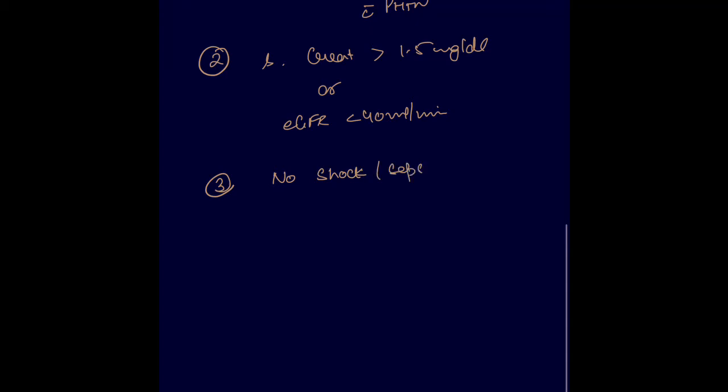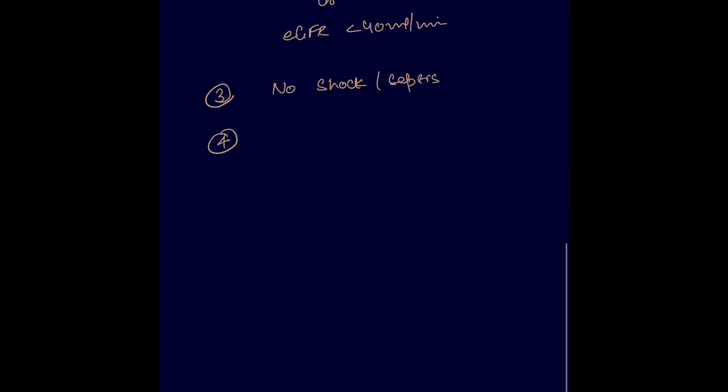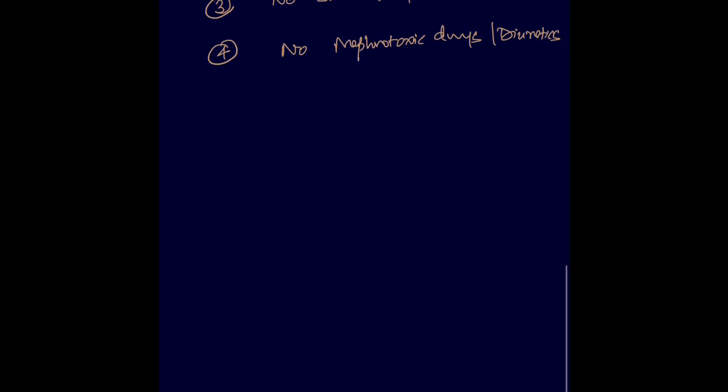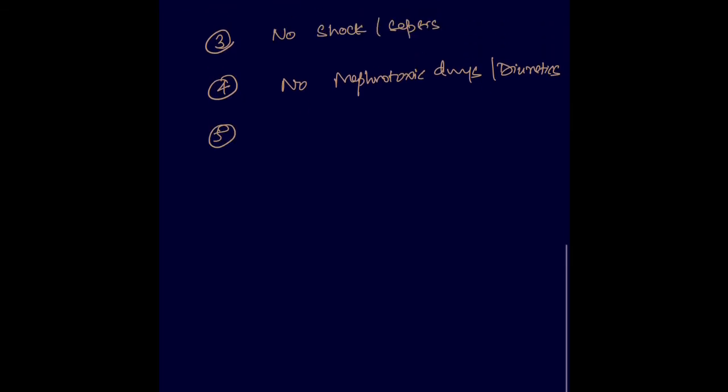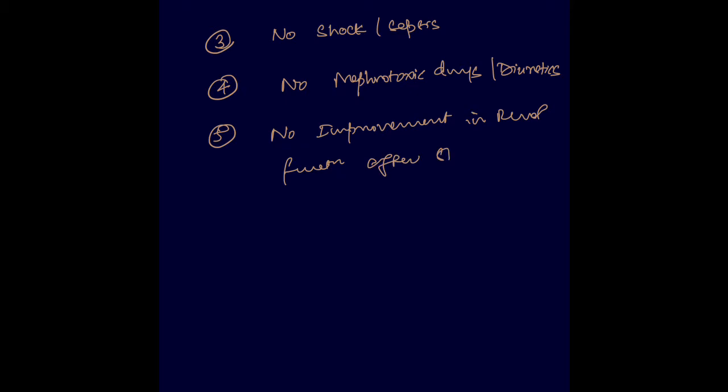Patient should not be in sepsis or shock. There should not be any history of use of nephrotoxic drugs or diuretics. If there is a history, HRS is out. The diagnosis of HRS is out of question. Next point is that if patient was using diuretics or if we give him an IV volume expansion, there is no improvement in renal function. No improvement in renal function after stopping diuretics or IV volume expansion.